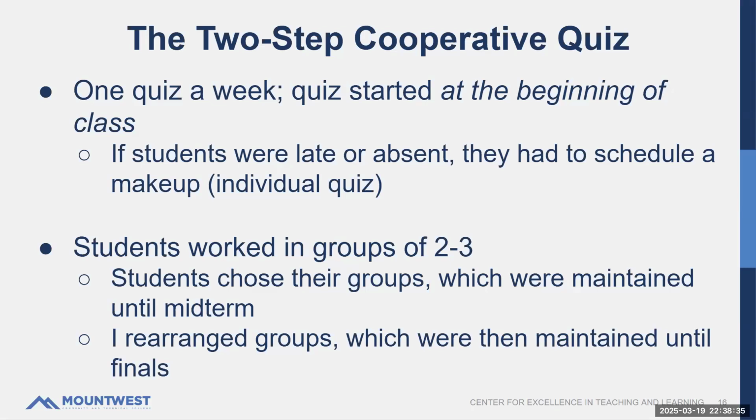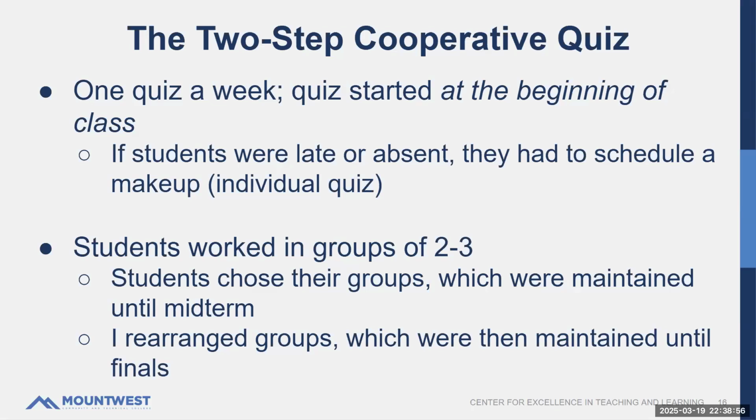And then at midterm, I rearranged groups. The way I rearranged is I looked for high performers and low performers, and I split up my high performers to be kind of the heads of their group. I didn't tell them this, but I split up the high performers, and then I just sprinkled everyone else in to make sure everybody had someone that was really on top of things in their group.